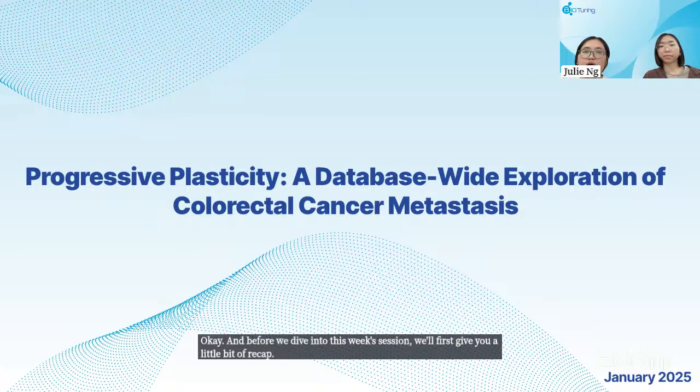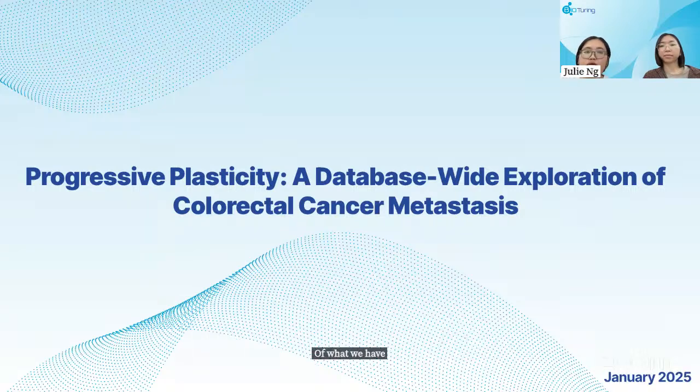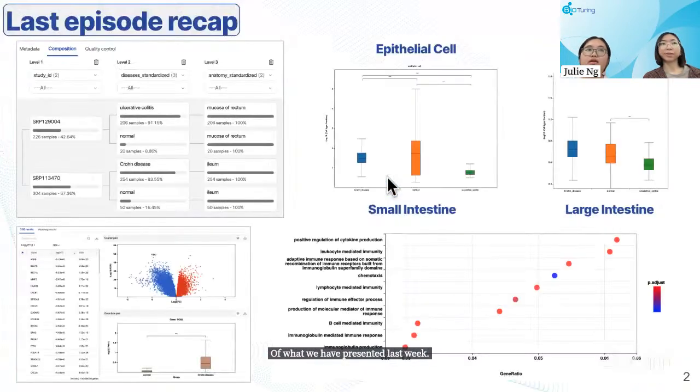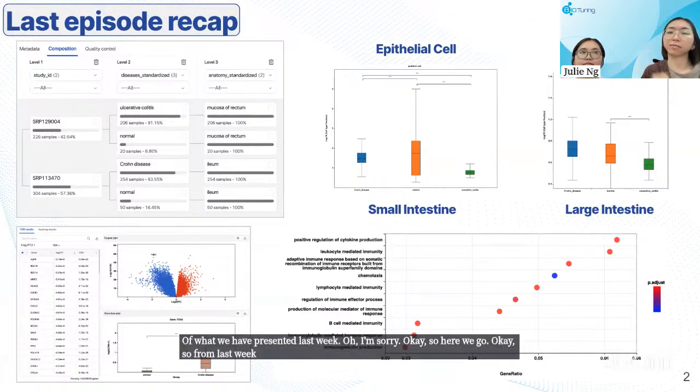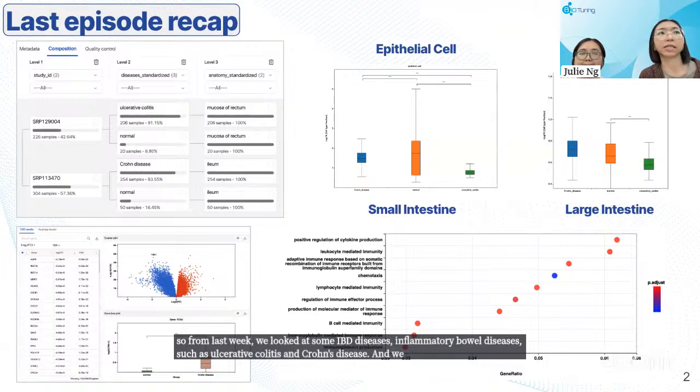what we presented last week. Okay, so from last week, we looked at some inflammatory bowel diseases, such as ulcerative colitis and Crohn's disease, and we were looking at bulk RNA-seq data.